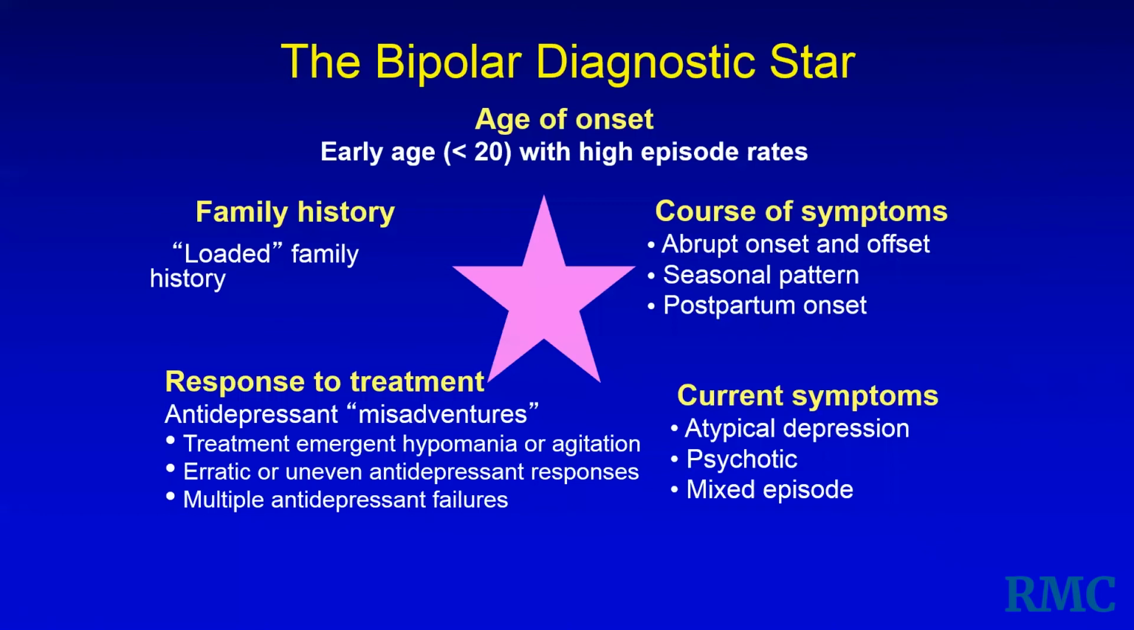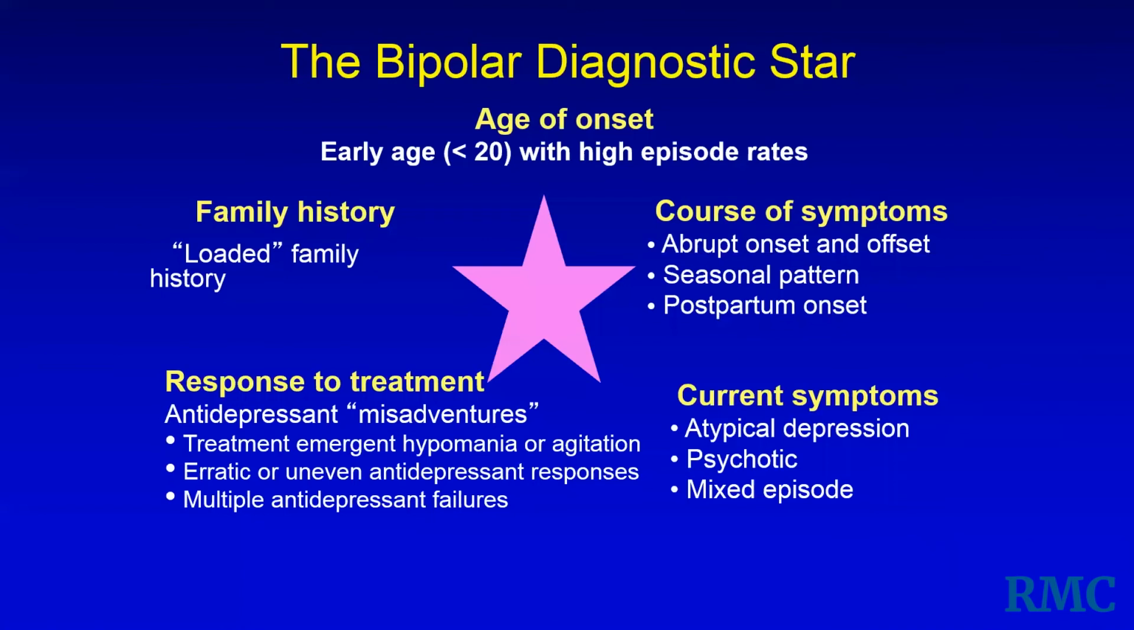A family history that's loaded, what I call a family history from hell. My mother was schizophrenic, my uncle killed himself, and my brother's an IV heroin addict. In regular unipolar depression, you see family members with depression or anxiety disorders, but not a loaded family history like the one I just described.